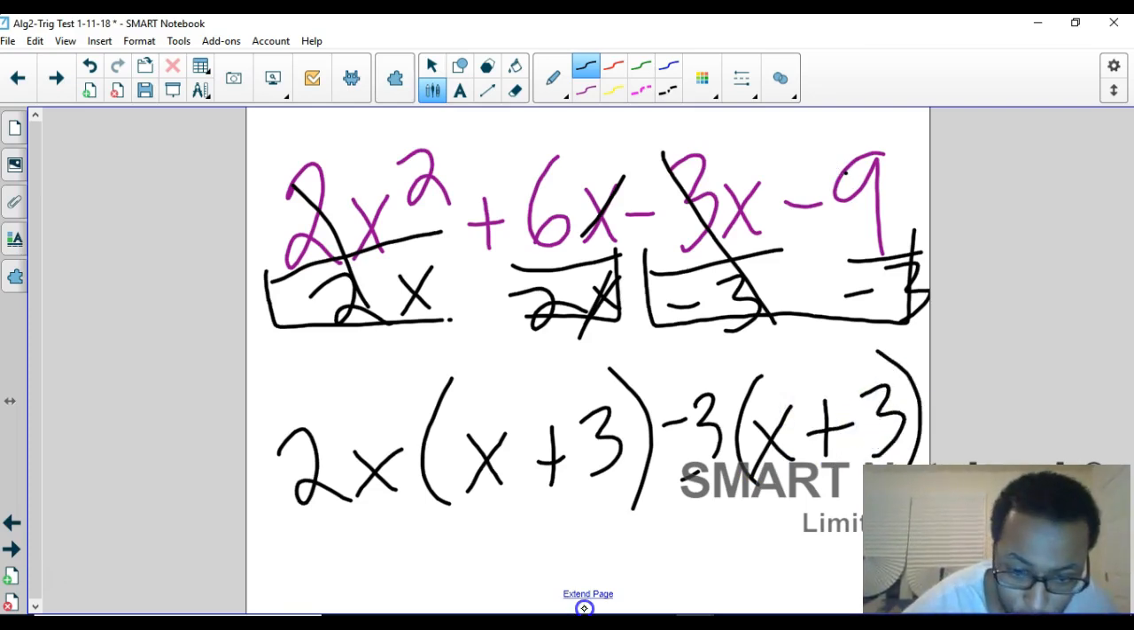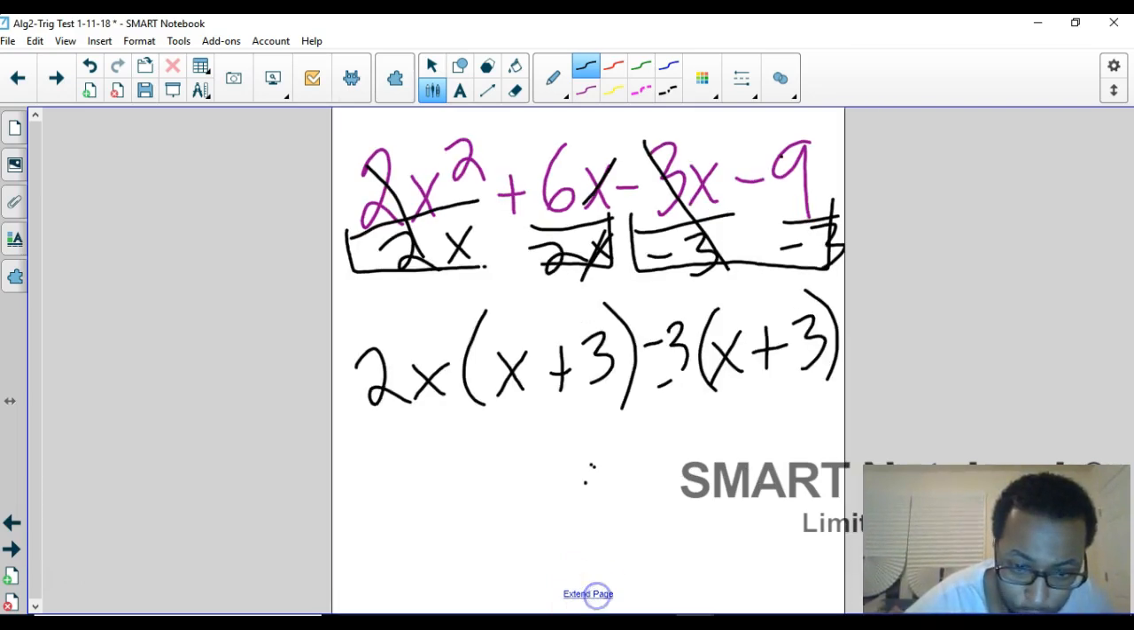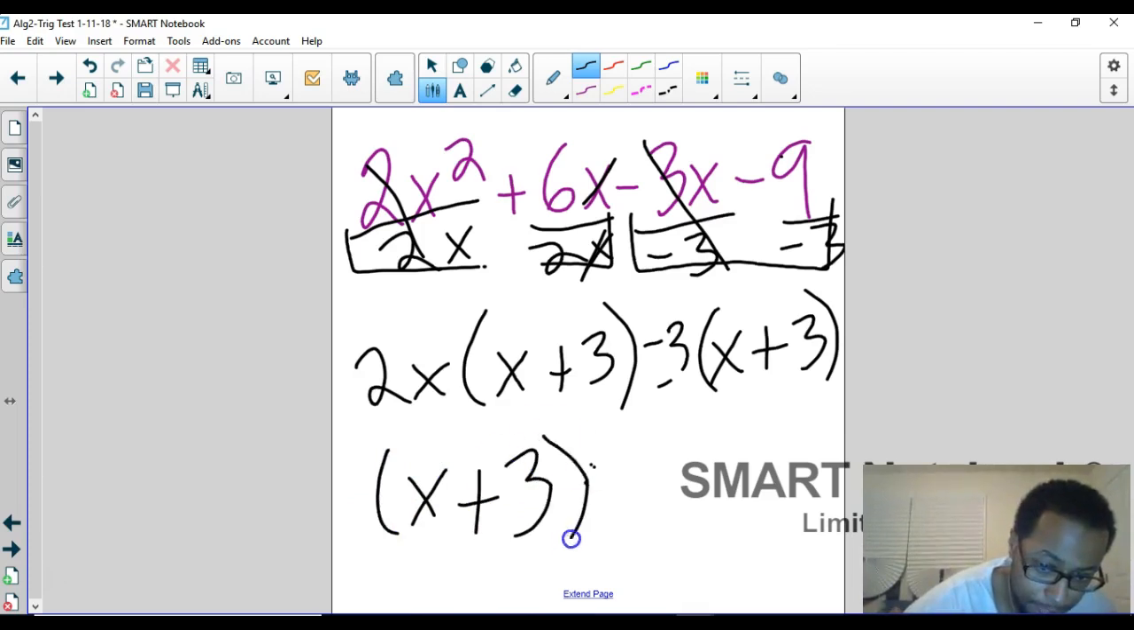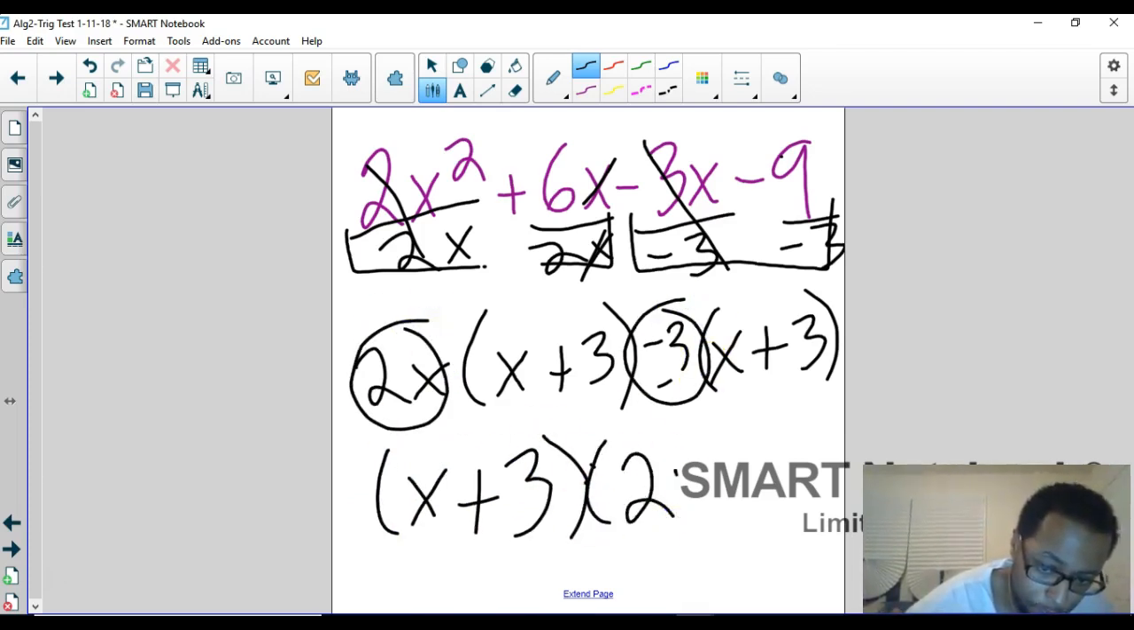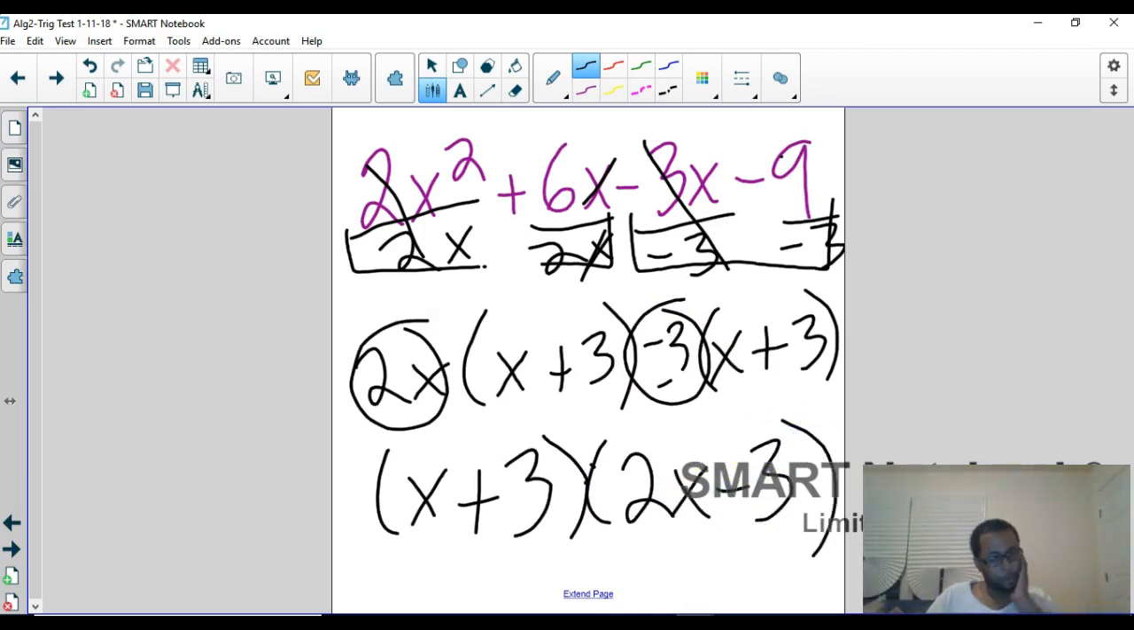So look what you've noticed. You've noticed that you have two factors. You already have your x plus 3. And then I bring down the other two factors, which is 2x and minus 3. And I have my 2x and I have my minus 3. And that is your answer. Okay?